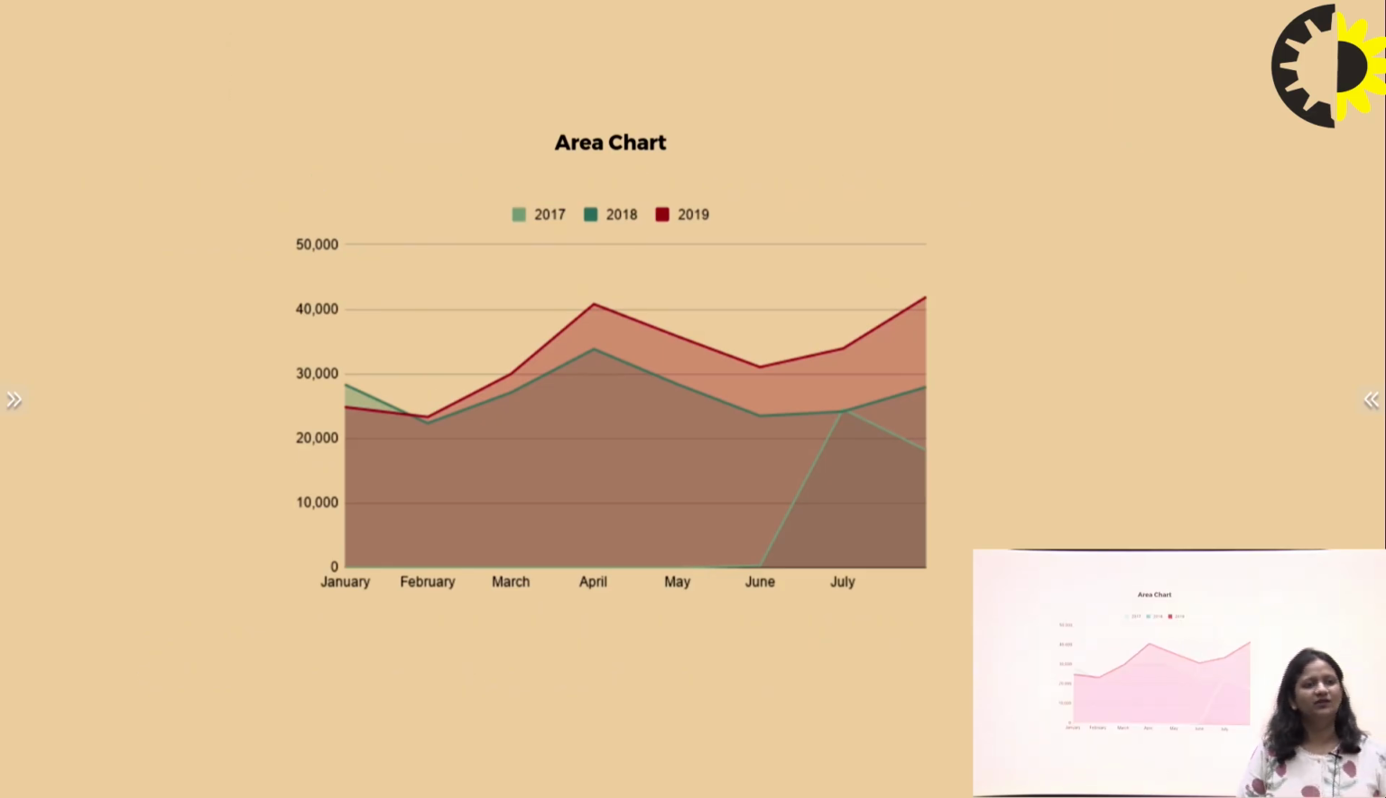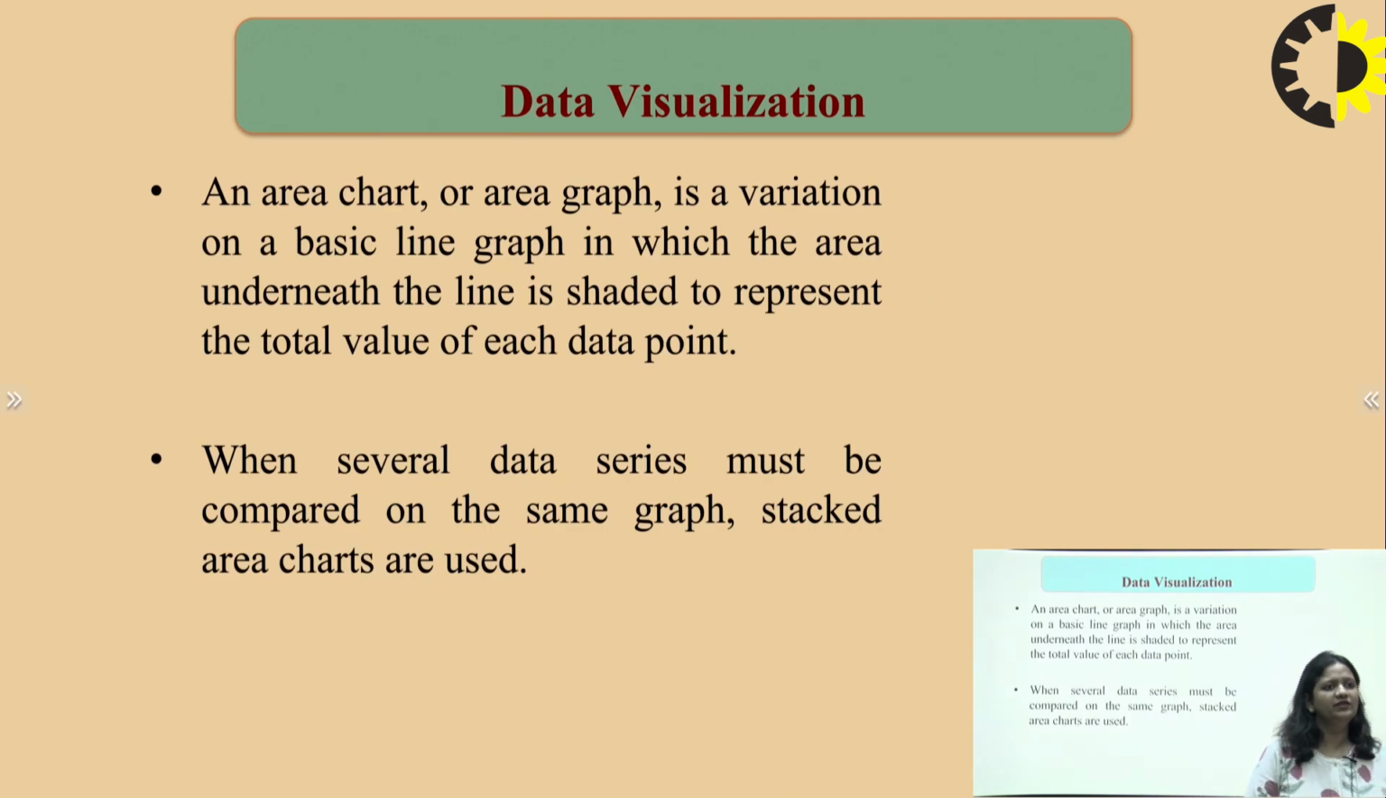Now the next one is the area chart. On the horizontal axis we show time periods, or months, such as January, February, March and others. On the vertical axis we represent a value. An area chart, or area graph, is a variation on the basic line graph in which the area underneath the line is shaded to represent the total value of each point.